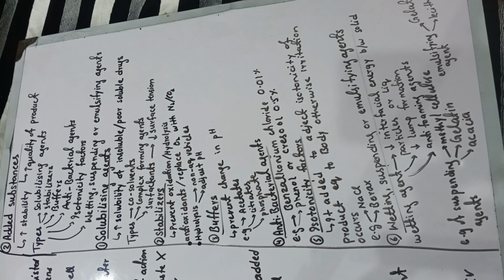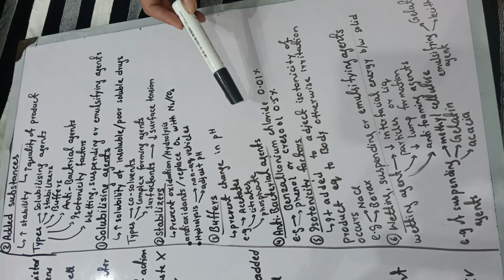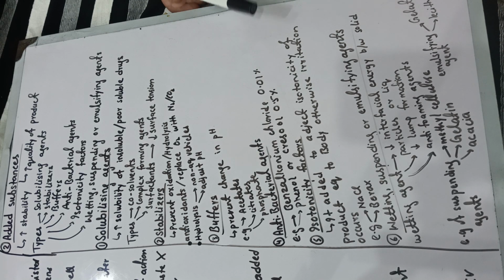Now let's discuss the antibacterial agents. You know the work of antibacterial agents: they are used to kill the bacteria which are present inside the injection. They are added when your dose has multiple uses. It is not used a single time. Sometimes we use injections which are taken out, injected, and finished. But there are some drugs which are used multiple times. For multiple use, we have to add preservatives, antibacterial agents. Examples: benzalkonium chloride 0.01%, phenol and cresol 0.5% are used.